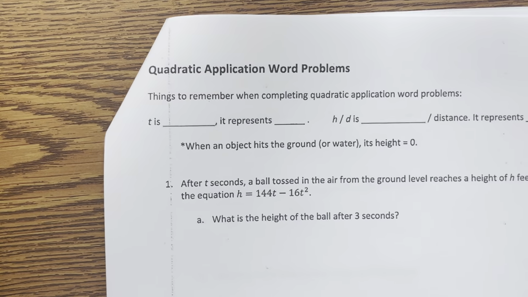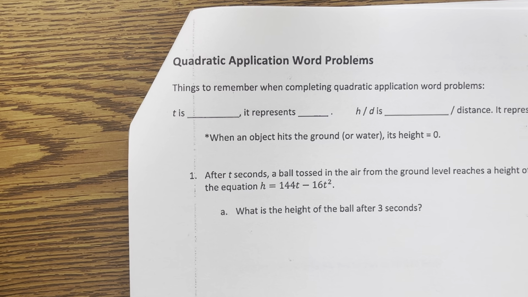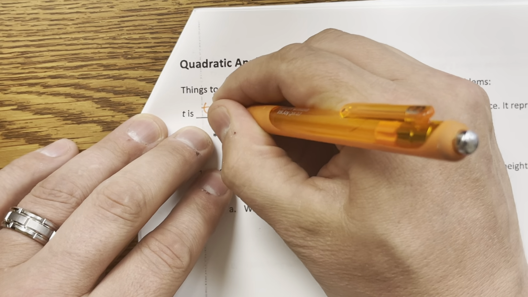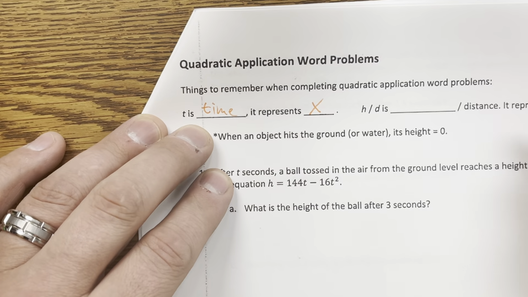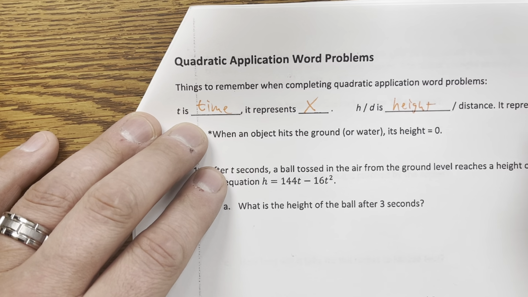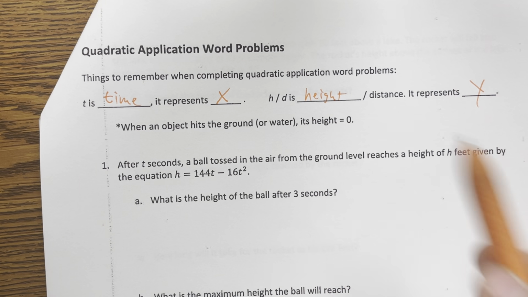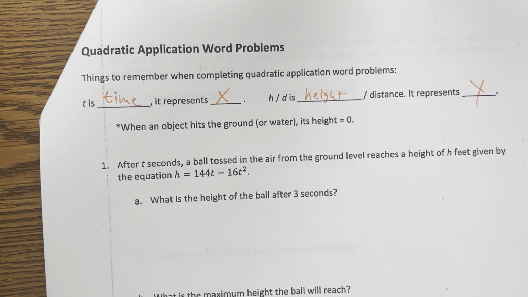And we're going to go over this. So, with our word problem, some things to remember. T is the time. It represents the x-axis. And h is the height. It represents the y-axis. When the object hits the ground or the water, the height is at 0. Okay? So we have to answer some questions here just using the formula.